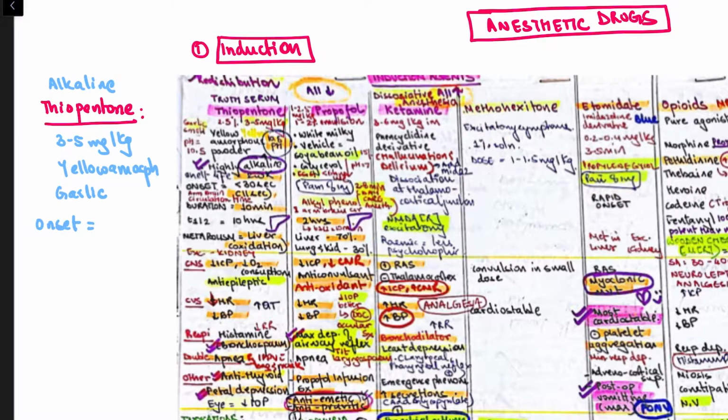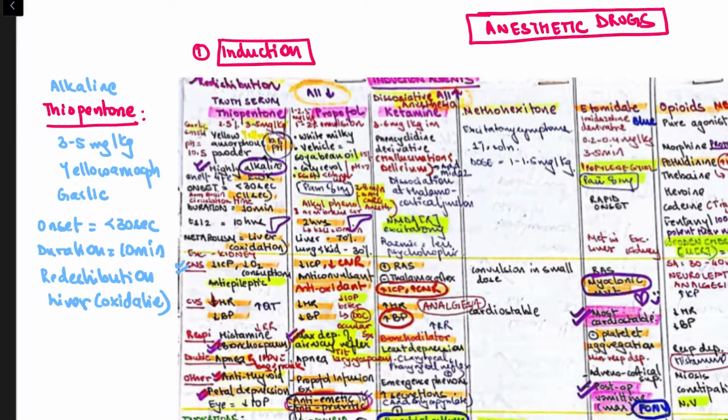Now, very important to remember is that the onset of anesthesia begins in less than 30 seconds. The duration is 10 minutes. T-half is 10 hours. Why? Because of redistribution. Then it metabolizes in the liver by oxidative deamination, and excretion partly is also due to kidney.